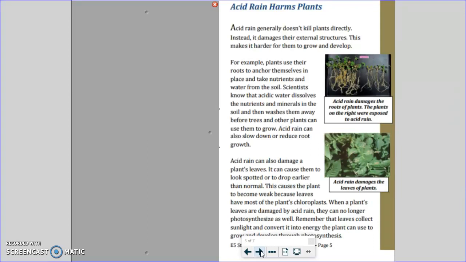Acid rain can also damage a plant's leaves. It can cause them to look spotted or to drop earlier than normal. This causes the plant to become weak because leaves have most of the plant's chloroplasts. When a plant's leaves are damaged by acid rain, they can no longer photosynthesize as well. Remember that leaves collect sunlight and convert it into energy the plant can use to grow and develop through photosynthesis.